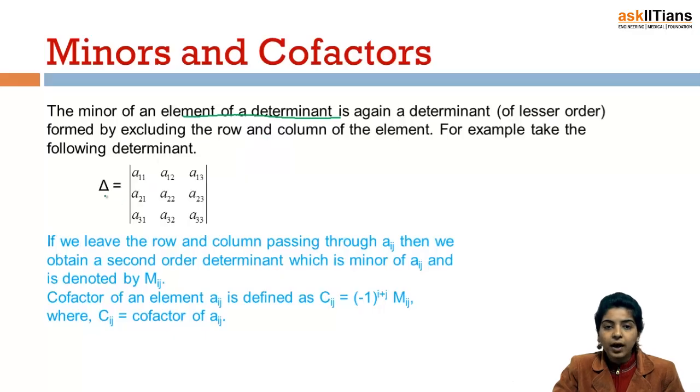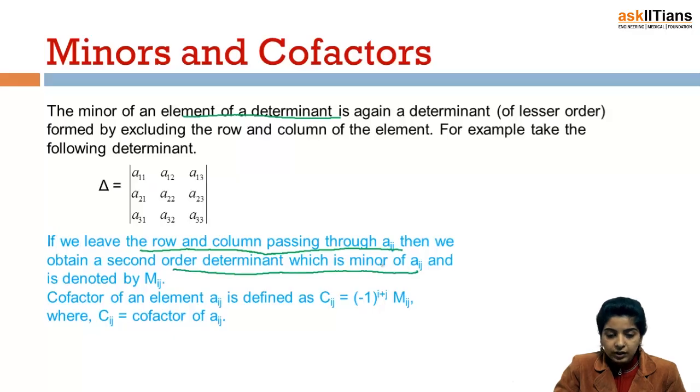For example, suppose we have a determinant of the most general 3 cross 3 matrix, that is A11, A12, A13, A21, A22, A23, A31, A32, A33. So I have a determinant like this and I need to compute the minor of a particular element. Then if we leave the row and column passing through Aij, we obtain a second order determinant which is the minor of Aij and is denoted by Mij.